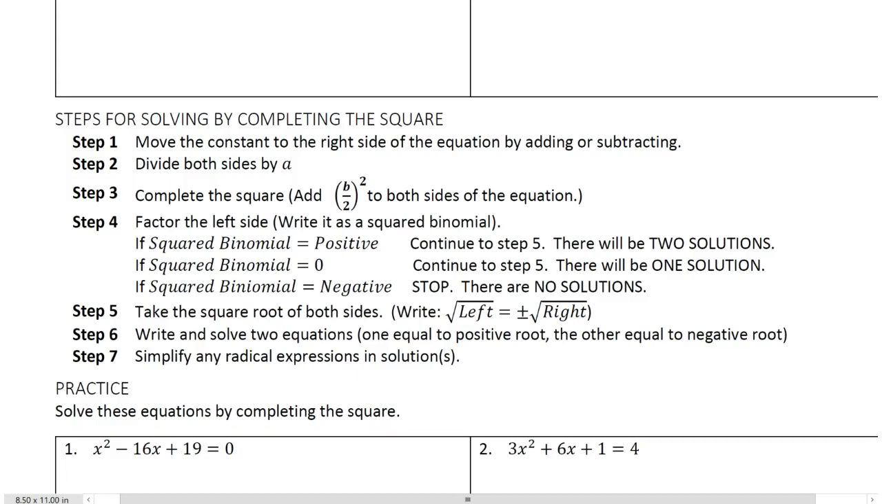First, move the constant to the right. Second, divide everything by the coefficient of x squared if necessary. Third, complete the square by adding the correct constant to both sides of the equation. Finally, solve the resulting equation by taking the square root of both sides.